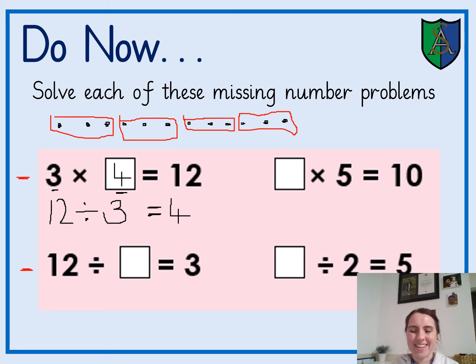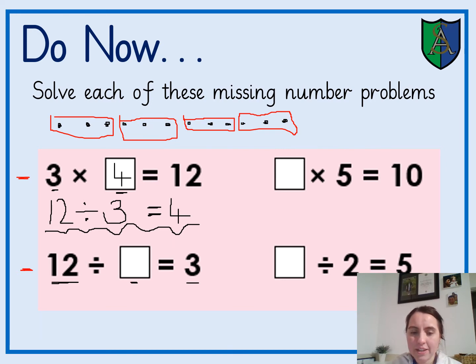Well done, everybody. Did you notice that this equation looks very similar to this one that we were doing before? Well, shall we see if we can use our division again to help us? Because we've got our whole here. Our whole is 12. And we've also got one of our parts again, haven't we? We're just looking for the other part.